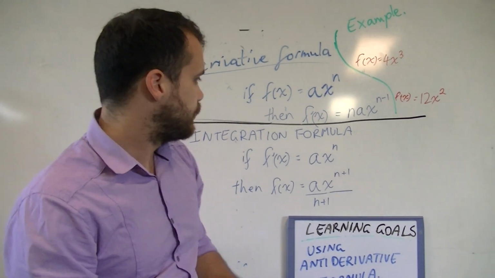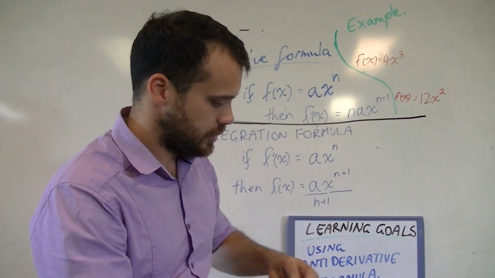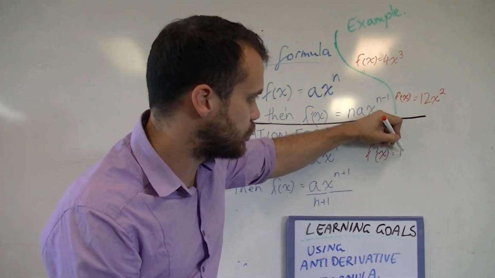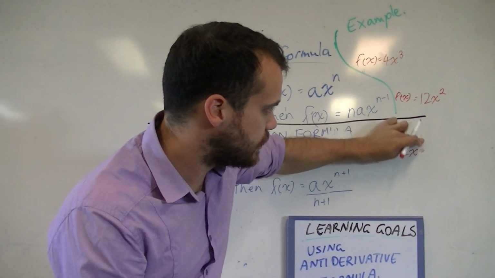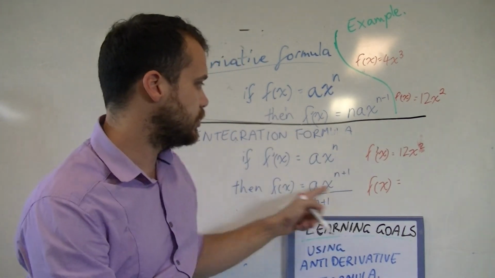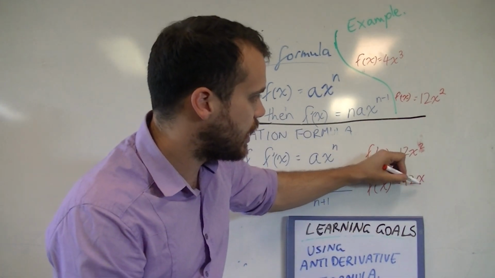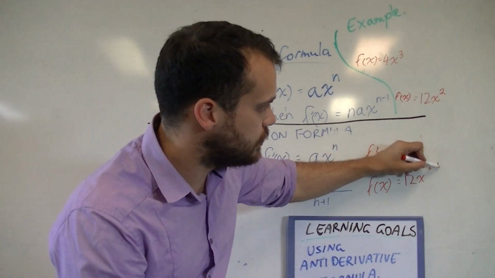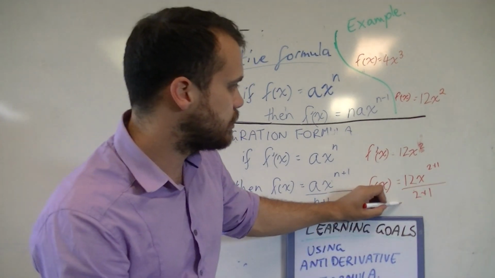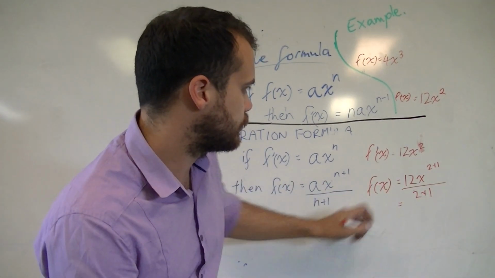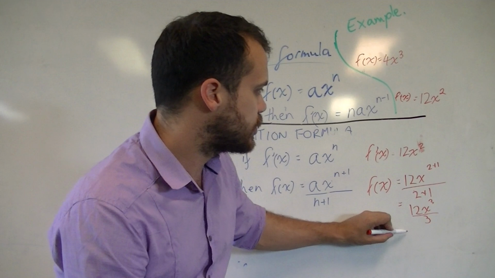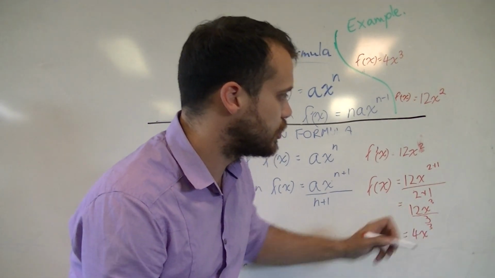So the way that it works, if our derivative function is equal to 12x squared, then our original function will be equal to 12x to the 2 plus 1 over 2 plus 1. Now that's going to be equal to 12x to the 3 over 3, which is going to be equal to 4x cubed.